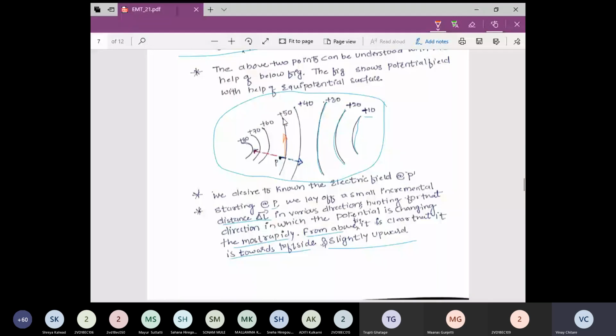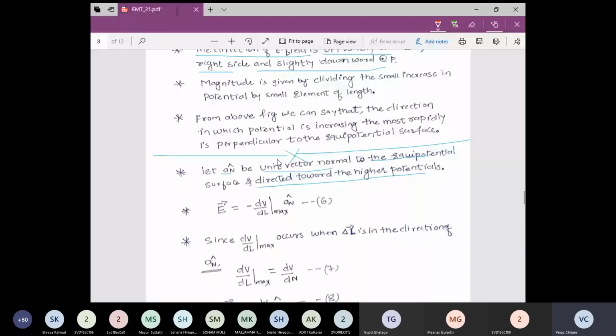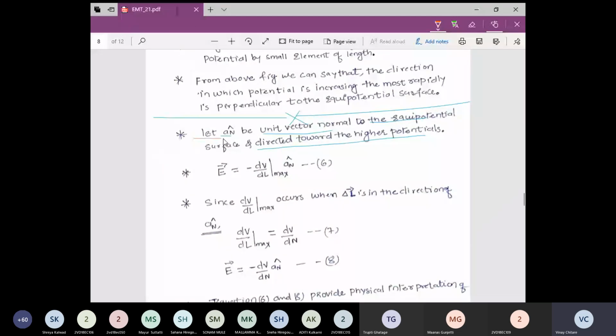The potential difference will be zero, because on this surface all the points have the same potential. Which means that the unit vector normal to the surface will be directed towards the increasing potential. So this is quite an important observation: the unit vector normal to this equipotential surface is directed towards the higher potential.